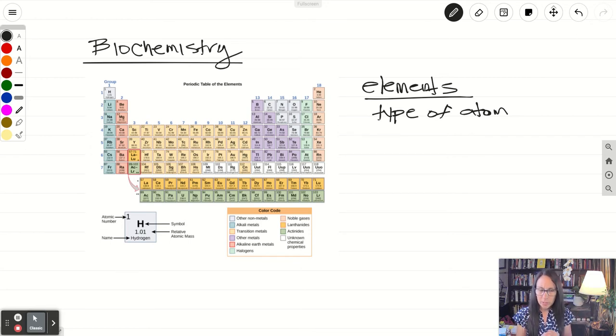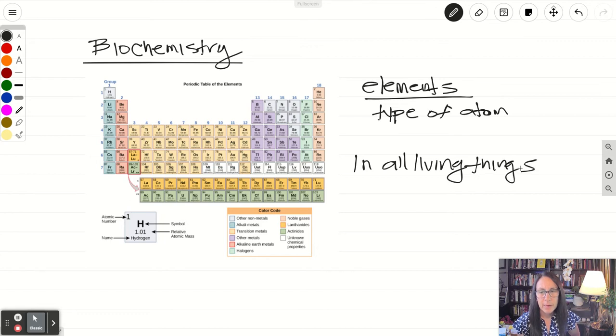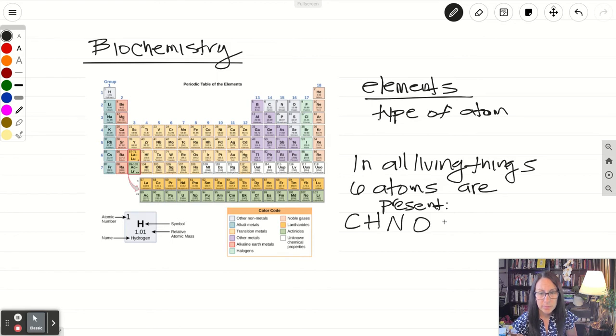But in terms of biology, every single living organism has 6 of these atoms no matter what. So in all living things, 6 atoms are present, and you need to memorize these. Those are carbon, hydrogen, nitrogen, oxygen, phosphorus, and sulfur. Those are the 6 atoms that are found in all living organisms.